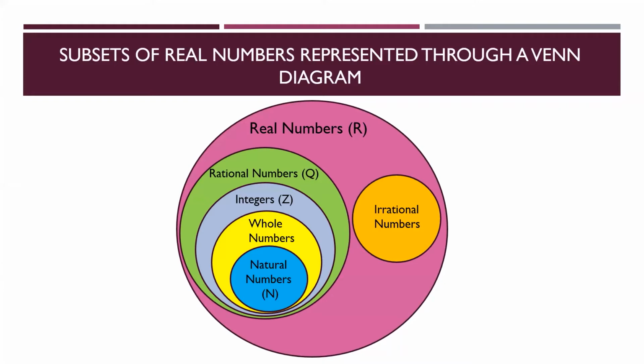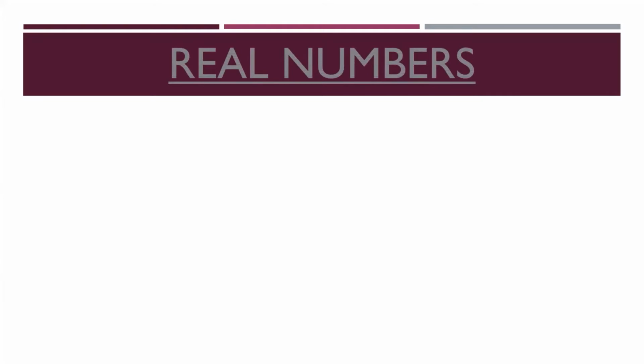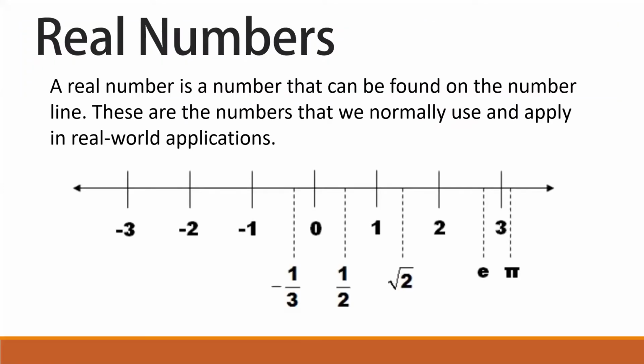Now let us look at the diagram of the real numbers. Let us start by defining what real numbers are. A real number is a number that can be found on the number line. These are the numbers that we normally use and apply in real world applications. So we have here the number line. From negative numbers, fractions, the zero, the whole numbers, the counting numbers, even the terminating and non-terminating, non-repeating decimals are all real numbers. These are all real numbers because these are not imaginary numbers.